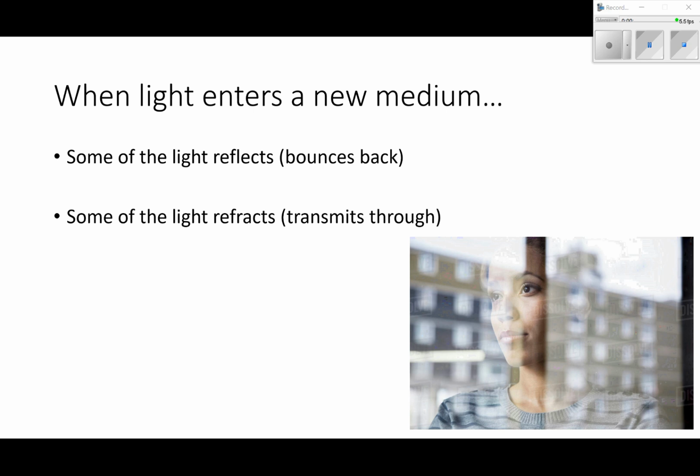I'm sure you've seen it at home when you look out your window at night, you see the reflection of yourself and the lights in the room, and you see outside.